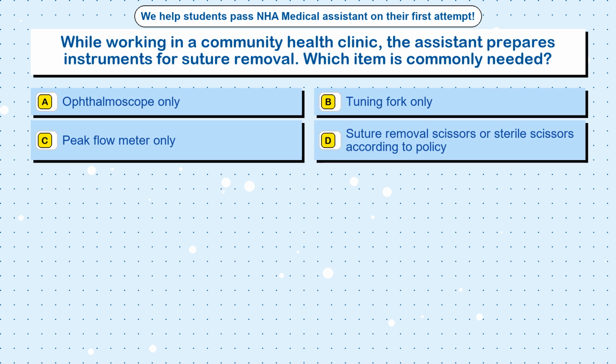Question 20. While working in a community health clinic, the assistant prepares instruments for suture removal. Which item is commonly needed? Option A. Ophthalmoscope only. Option B. Tuning fork only. Option C. Peak flow meter only. Option D. Suture removal scissors or sterile scissors according to policy.